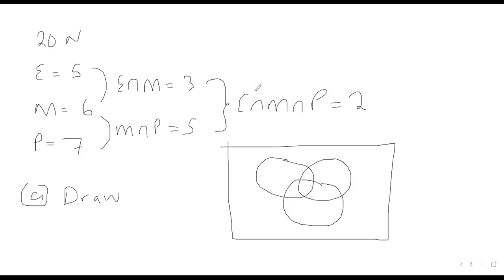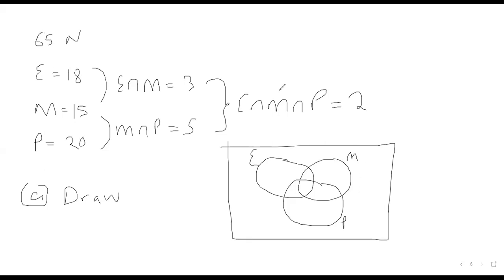So here, let me just make an adjustment. Let me increase these figures here. So that's interesting. We have 18. We have 15. Here we have 20. And here we have 65. We have English, we have math, and we have physics.